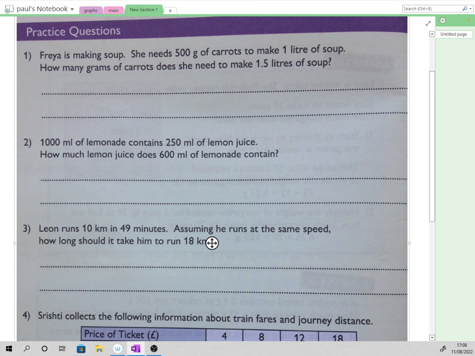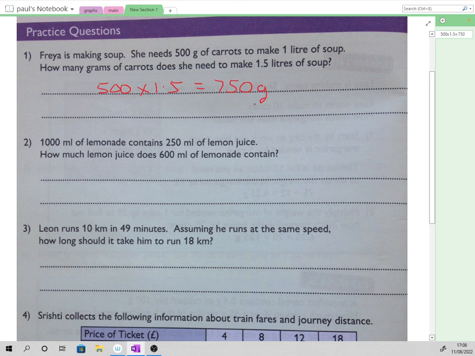Right, so Freya's making soup. She needs 500 grams of carrots to make 1 litre of soup. How many grams of carrots does she need to make 1.5 litres of soup? Well, we've already found for 1 litre, you use 500 grams, so they've done the first bit for you. All we need to do now is 500 times 1.5 litres of soup, which is 750 grams of carrot.